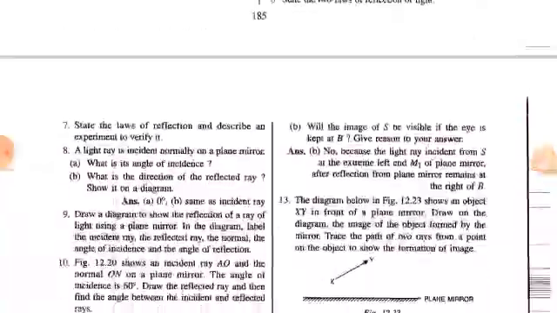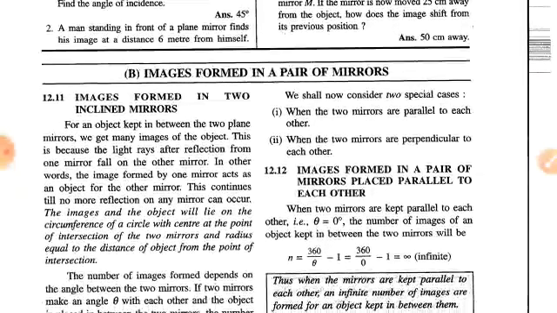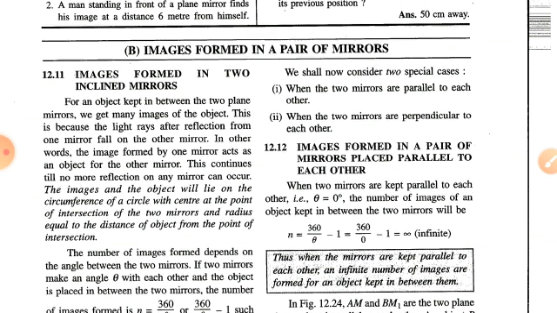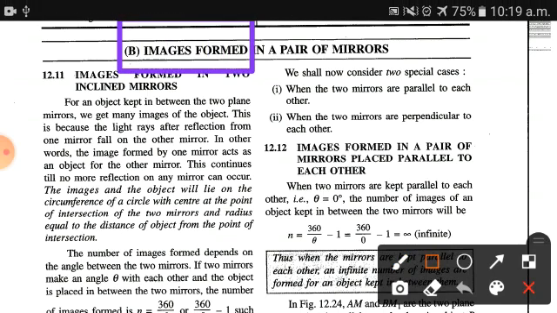Now students, I hope you understood what I taught you. In our new lecture we will discuss the image formed by a pair of mirrors. In the above topics we discussed the plane mirror. Now, in our upcoming lecture, we will discuss the image formed by a pair of mirrors.